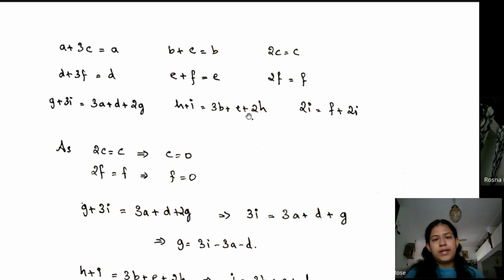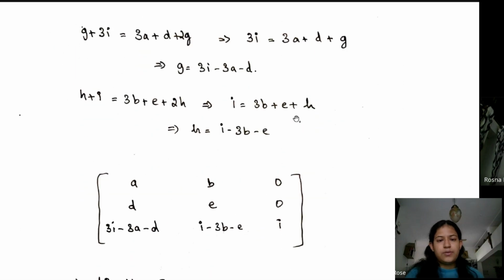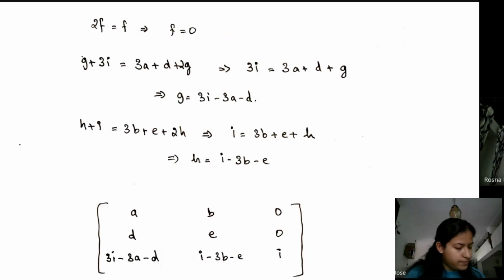In a similar way, I consider H. Here also I cancel H, and from the remaining terms I can write H as a linear combination of I, B, and E. So G and H can be written as linear combinations of the rest. So in that case, is there any confusion?